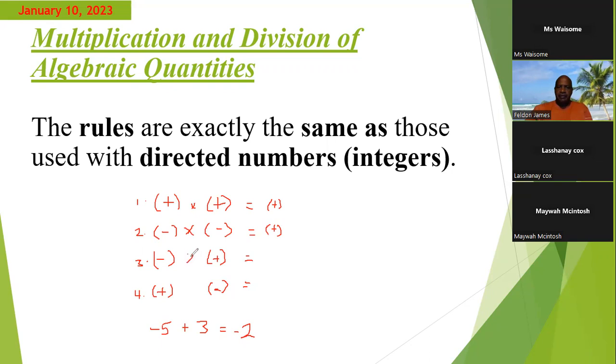Negative times positive gives you? Negative. Positive times negative? Negative, sir. Once you're multiplying two numbers and they have different signs, one positive and one negative, the answer will always be negative. Now, here is what we call a caveat to the negative. If you're multiplying two negatives, you're going to get a positive.